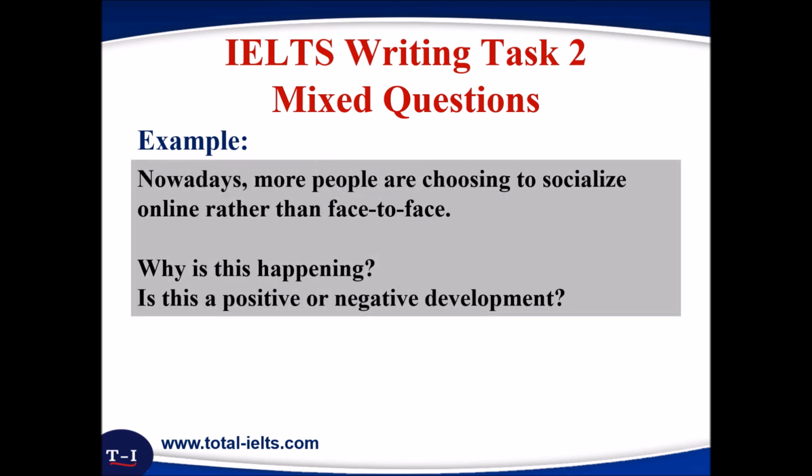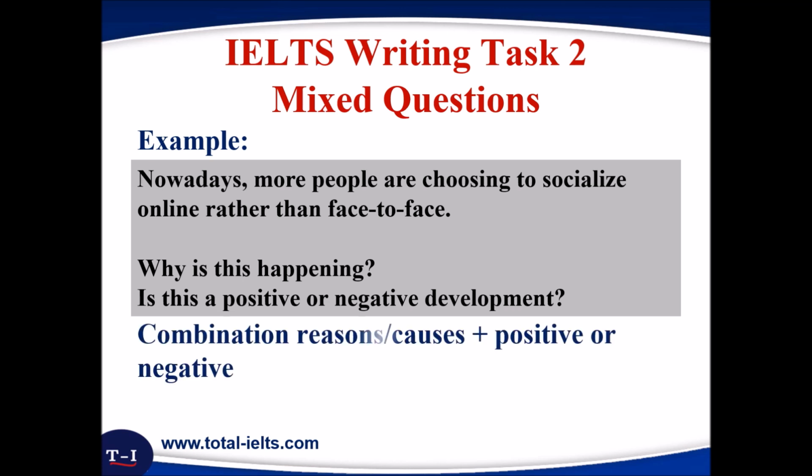For example, here's a trending topic. Nowadays, more people are choosing to socialize online rather than face-to-face. Why is this happening? Is this a positive or negative development? So here we have a combination of the essay type reasons or causes, plus is it positive or negative?